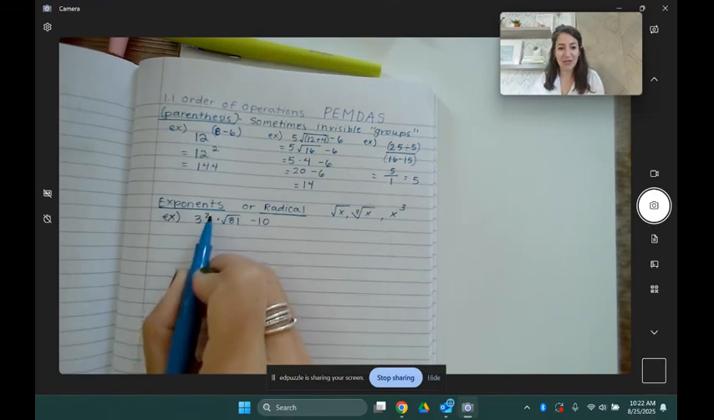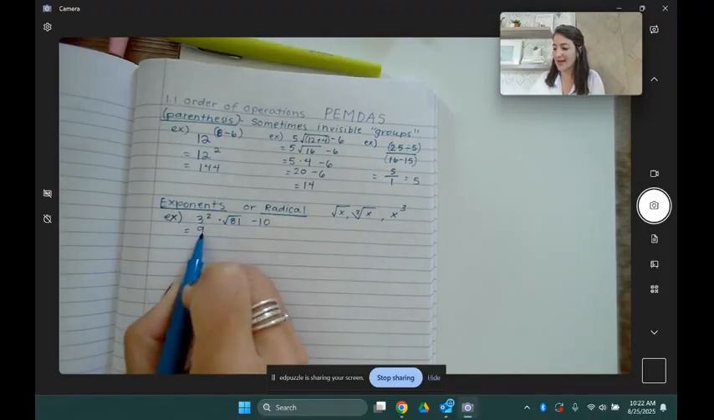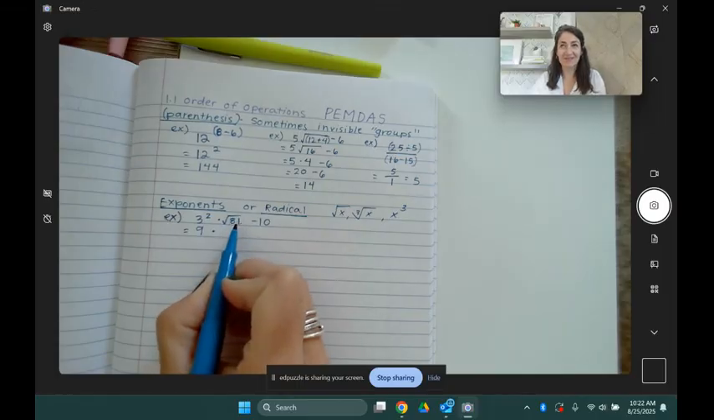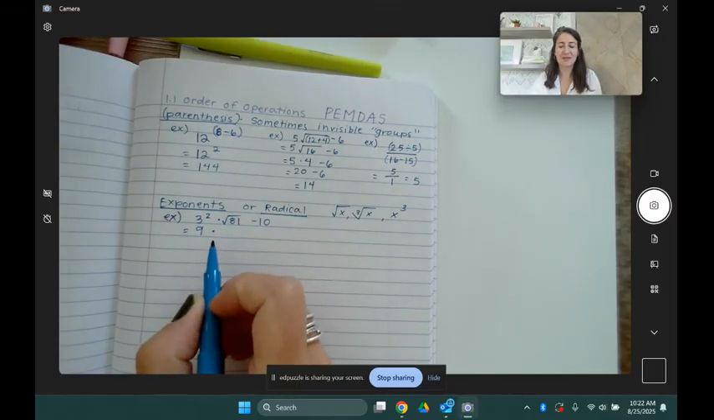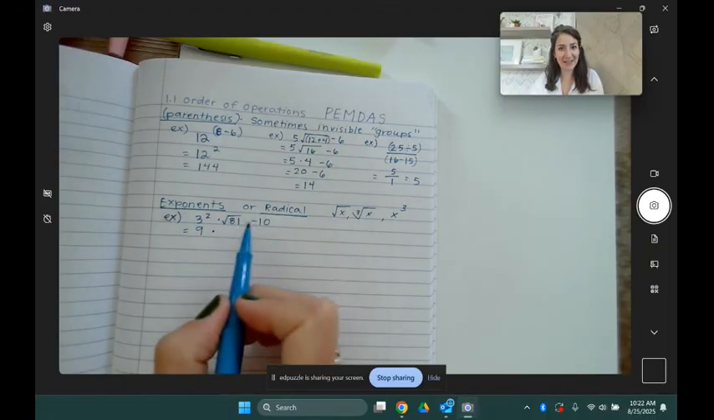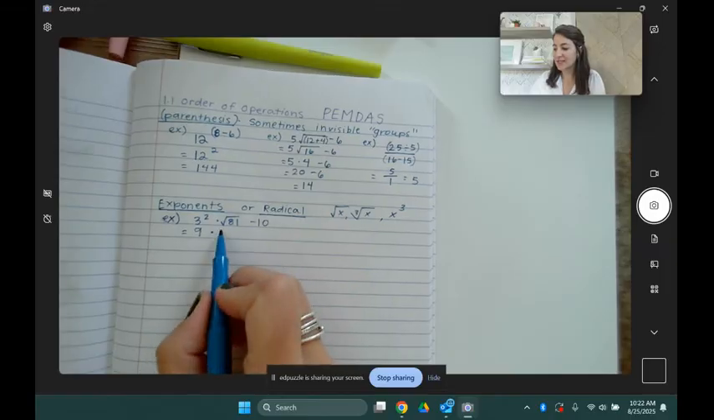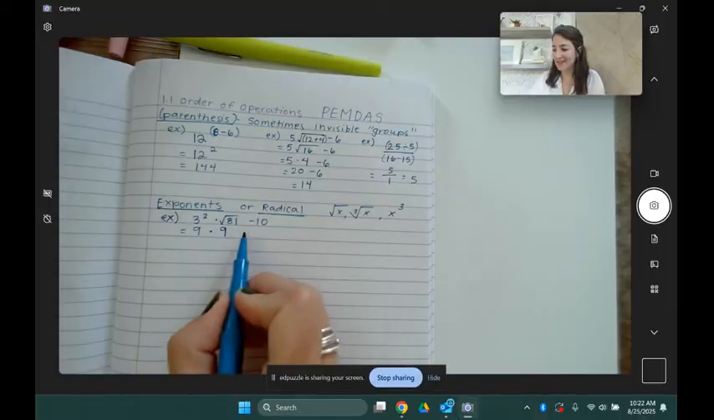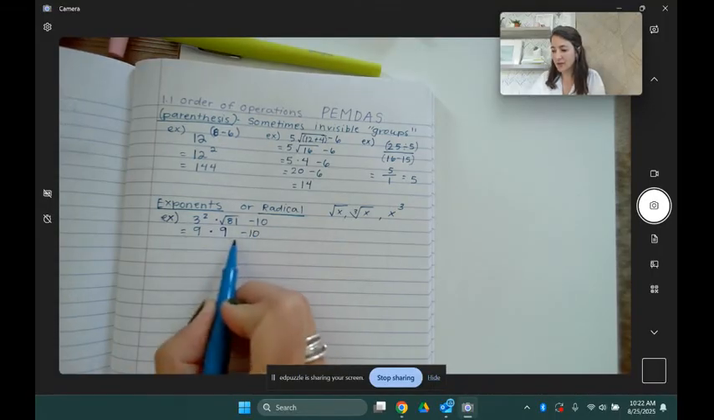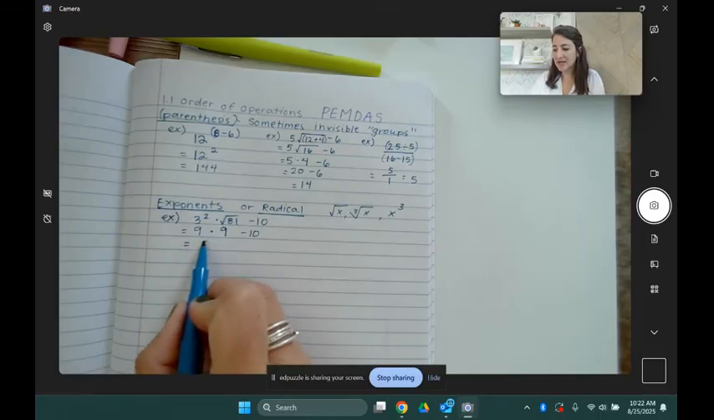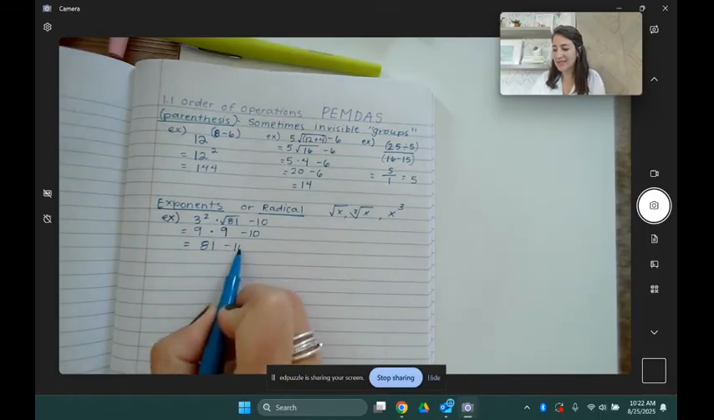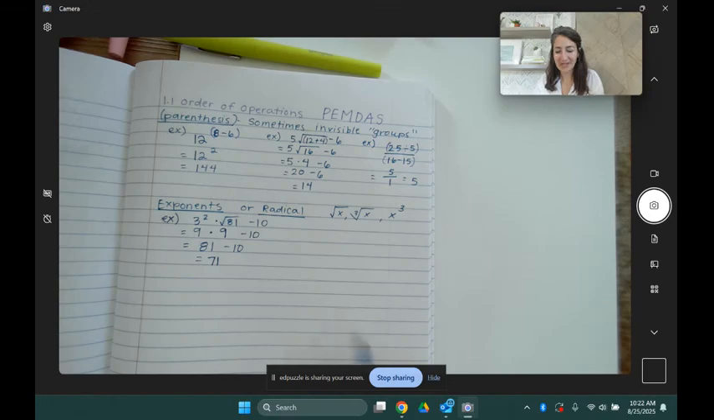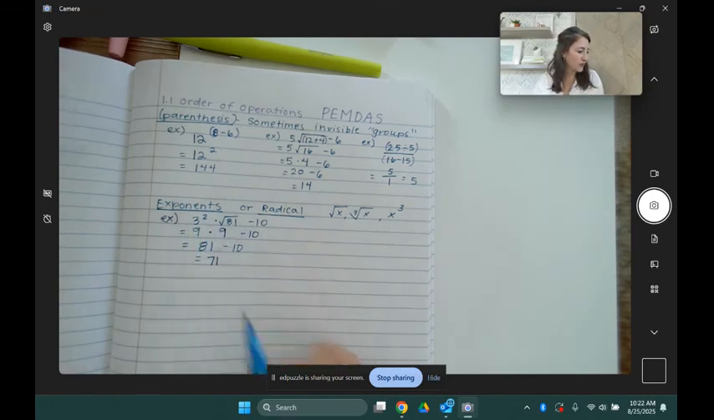So 3 squared, that's 9. The square root of 81, that's 9 times, or sorry, what times itself is 81. 9 times 9 is 81. So the square root of 81 is 9 minus 10. Now I'm going to go again kind of right to left. 9 times 9, 81, minus 10 is 71. But I had to do those exponents first.